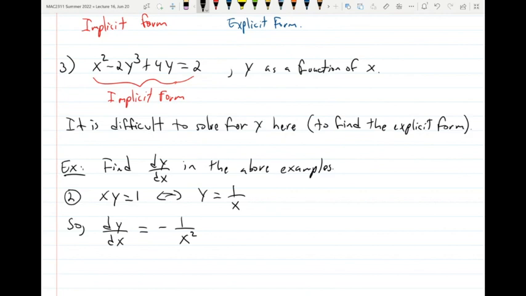Now, of course, here we rely on the fact that we could solve for y. The question is, what if you can't? How do you find dy/dx if you cannot solve for y first?